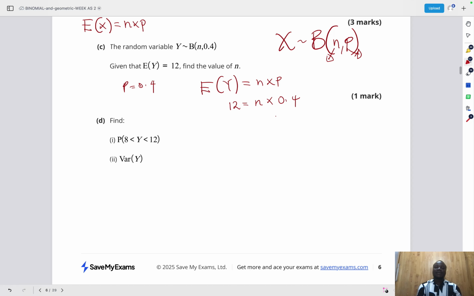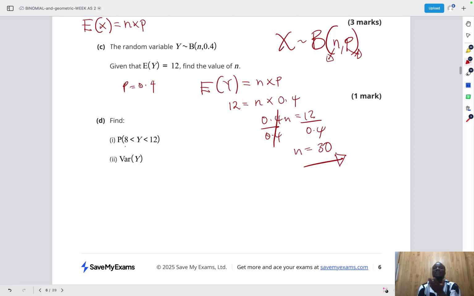So this is just basic algebra: n times 0.4 gives me 0.4n equals 12. I divide by 0.4 on both sides, and then I find that n is 12 divided by 0.4, which gives me 30. So it means this binomial distribution has a fixed number of attempts, which is equal to 30. Then they say find the probability that this person is successful more than 8 times but less than 12 times.